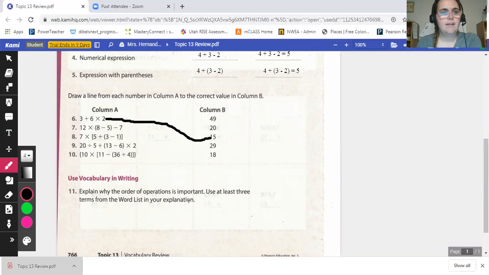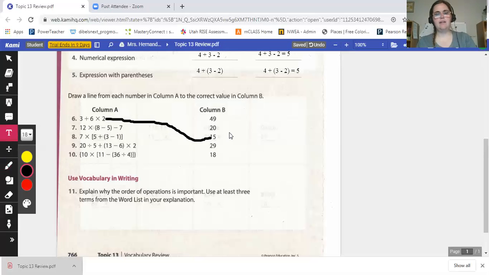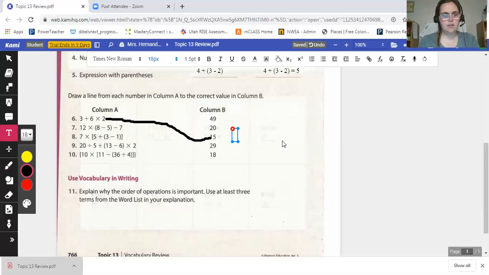Done. All right, number 7. We have parentheses this time, which means that's where we have to start. So 8 minus 5 is 3. Our new equation will look something like this. I'll just use the side for now. 12 times 3 minus 7.